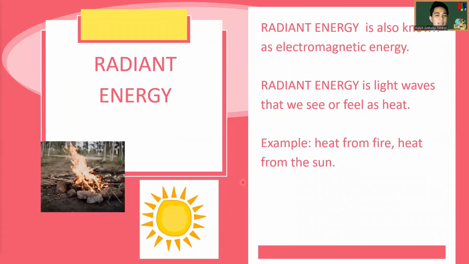Next is the radiant energy, also known as electromagnetic energy or sometimes known as solar energy. This is the energy that is coming from the sun or from light waves. We feel this as heat, nararamdaman natin, mainit siya, and we see this as light. Example of this is heat from the fire, heat from the sun. So radiant energy.